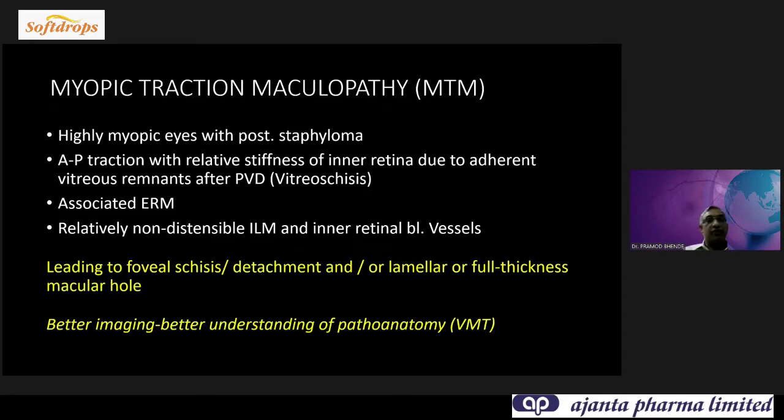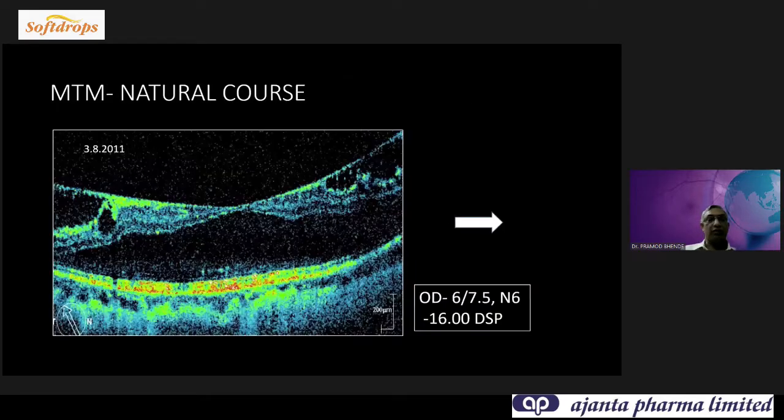It is generally seen in high myopic eyes, typically with anteroposterior traction, relative stiffness of the inner retina, and a relatively non-distensible ILM with the inner retinal blood vessels. This all eventually leads to foveal schisis and detachment with or without lamellar or full thickness macular hole.